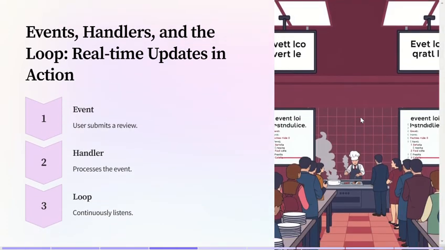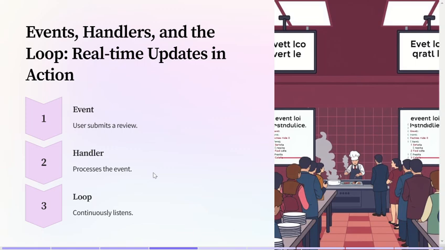Now let's dive into event handlers and the loop, real-time updates in action. What are events? An event is an action triggered by a user like submitting a review or clicking a button. Handlers. Handlers define what happens when an event occurs. Loop. It continuously listens for new events and executes handlers when required. This ensures smooth real-time updates.